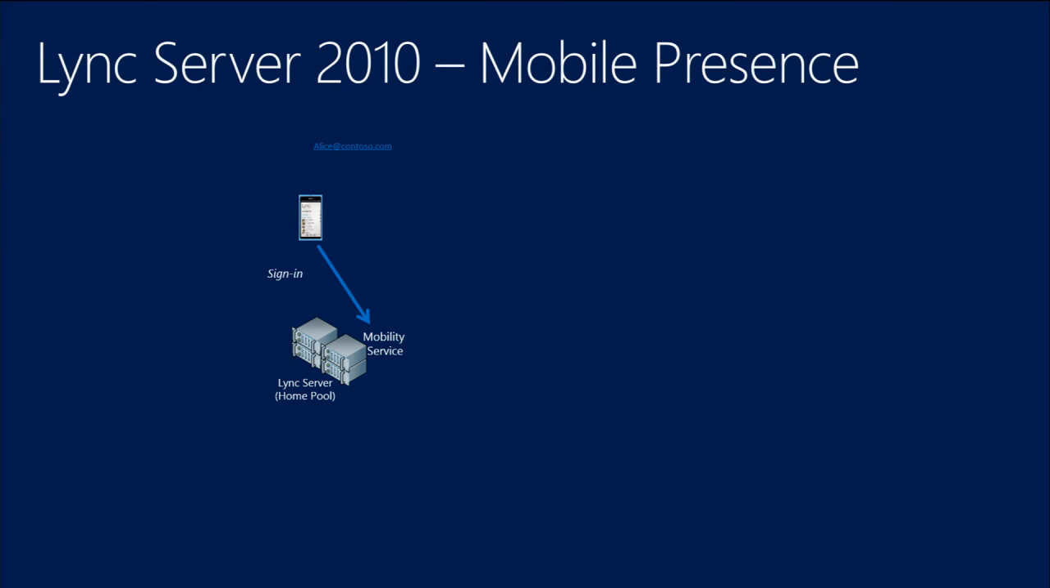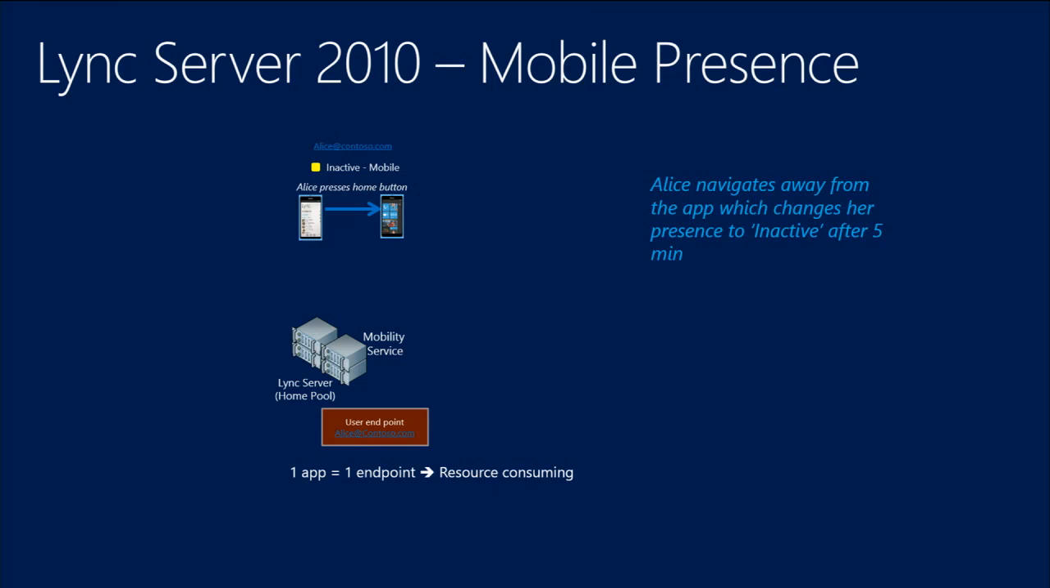So again, we look at Alice signing in. She's signing into her home pool. This is a 2010 client. So she signs in, an endpoint is created, everything is fine. At some point, she backgrounds her application, she goes away from it, she launches something else. After 5 minutes of inactivity, we're going to change her presence to away. After another 5 minutes of inactivity, right, we're going to mark her presence inactive.